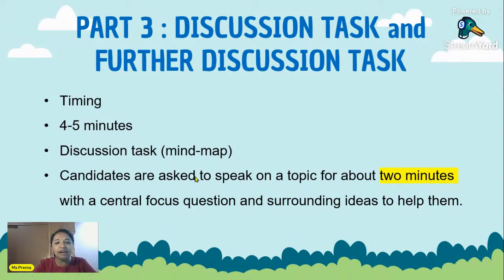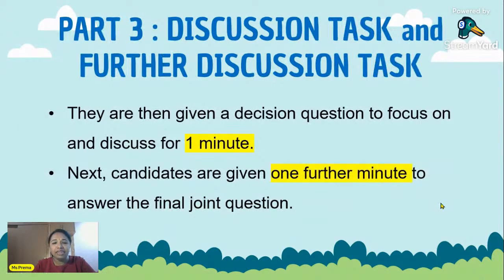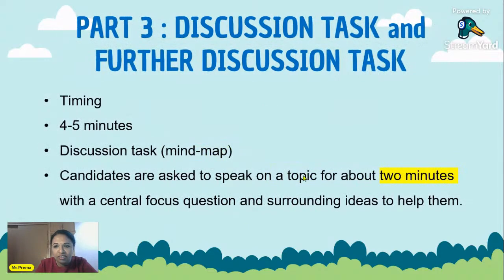Okay, next, candidates are asked to speak on a topic for about 2 minutes. So first, I say first division, about 2 minutes you got to speak. What you are going to speak is with a central focus question and surrounding ideas to help them. So the mind map lah. Next, they are then given a decision question to focus on and discuss for 1 minute. This is the second division. So the first division, 2 minutes. You have to speak on the topic, both of you. How to start and all that, later I'll explain to you.